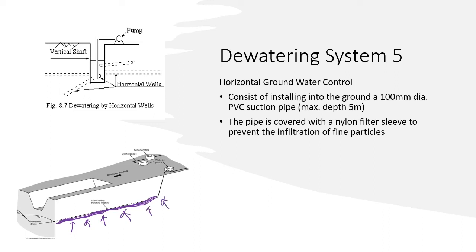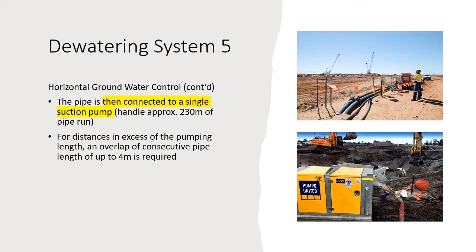The pipe is covered with a nylon filter sleeve to prevent the infiltration of fine particles. So sebenarnya dalam pipe tu ada lubang-lubang dekat pipe tu, so tapi dia kena covered dengan nylon filters lah, so that fine particles tak masuk dalam lubang-lubang yang ada dekat pipe tu. The pipe is then connected to a single suction pipe. It can handle approximately 230 meter of pipe run.